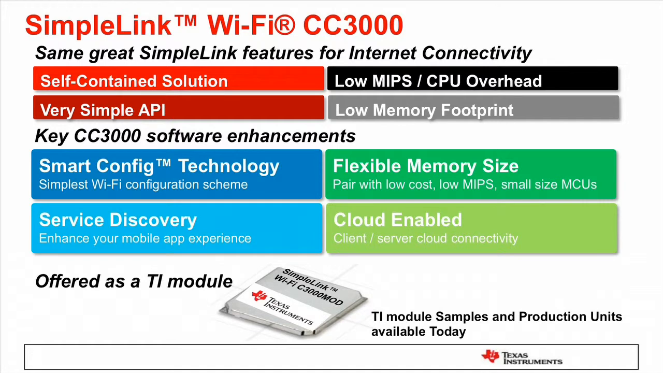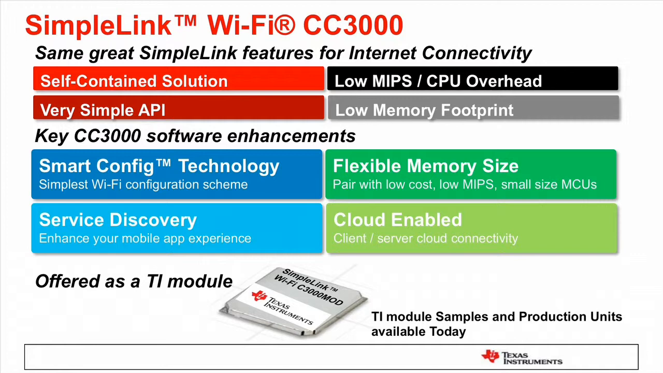So this is a great solution that is basically a self-contained Wi-Fi solution, has very simple APIs, low MIPS, low CPU overhead, and a very low memory footprint. So basically bringing Wi-Fi to the MCU world. Some of the key software features that we have in this solution, number one is Smart Config. This is a proprietary differentiated solution with which you can, in one step, configure the CC3000 solution for the access point that you have in your home or wherever you're using the product.